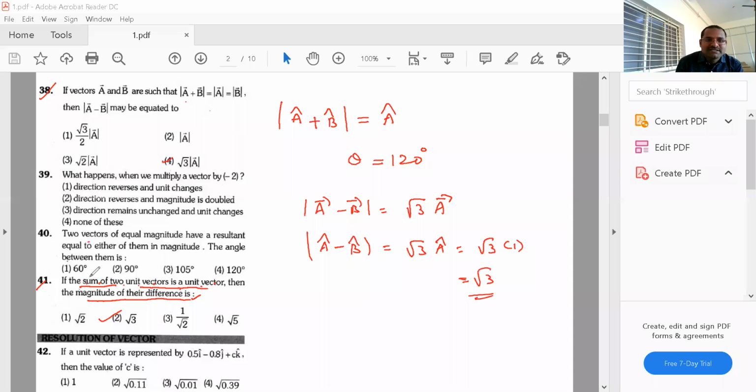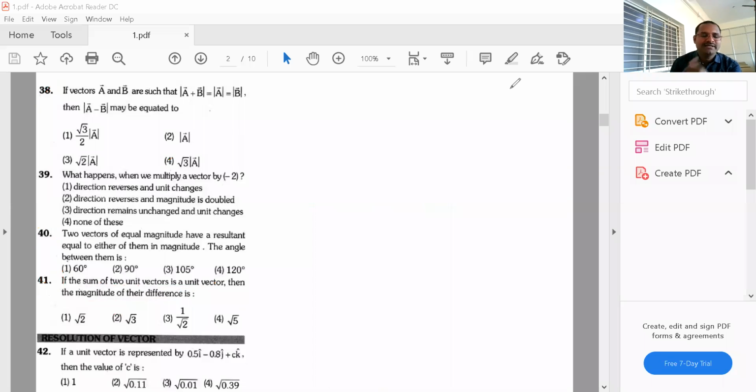Directly, these questions depend upon 38. The 40th question and 41st question depend upon the 38 result. If you are a smart student, without doing all these things, you will just remember this. It will save your time. Clear? So it is root 3. I hope you understand it very clearly. Okay, I am going to question number 42.